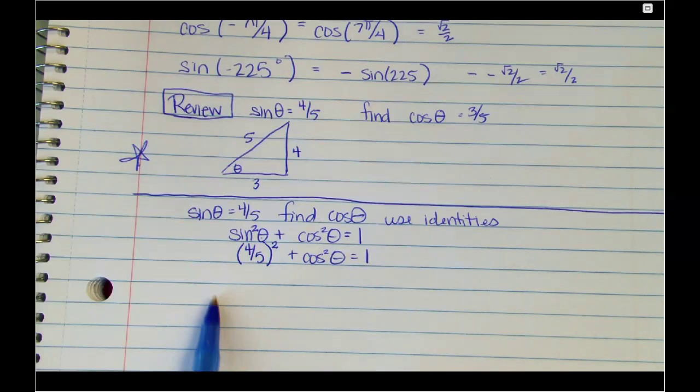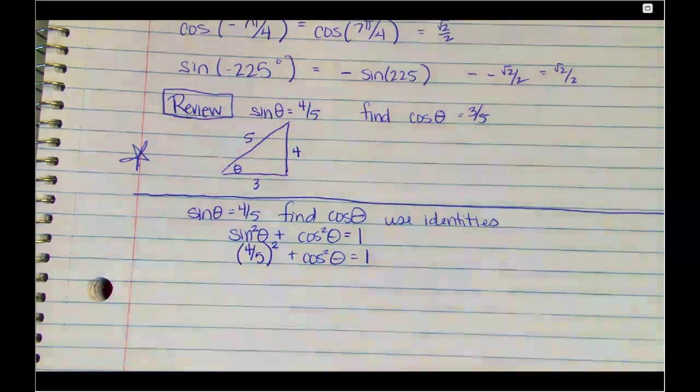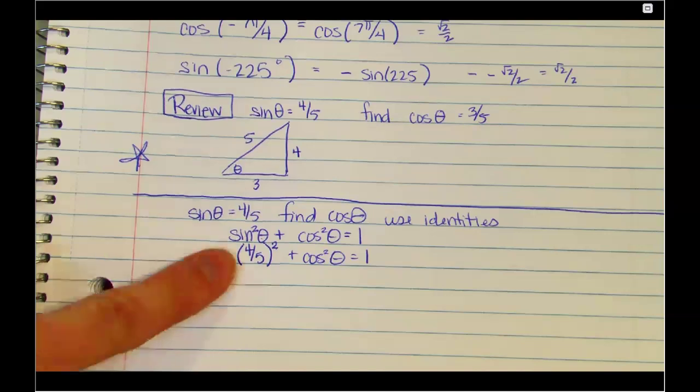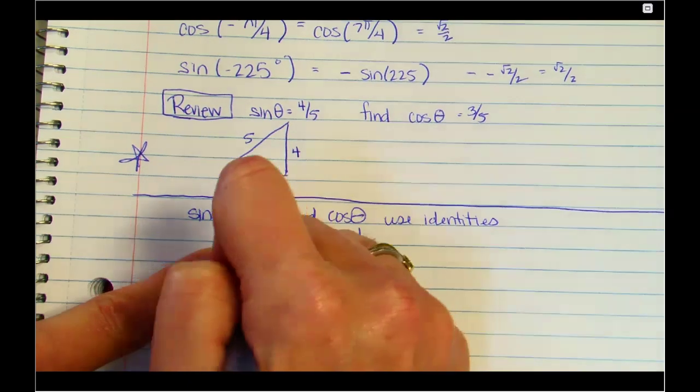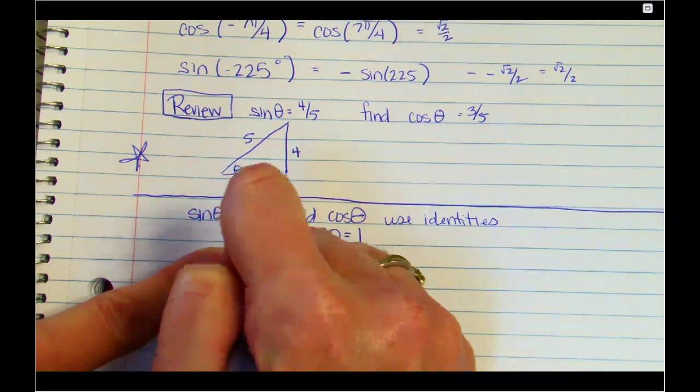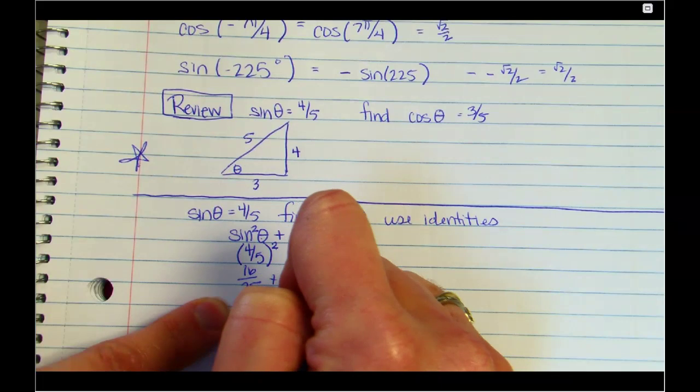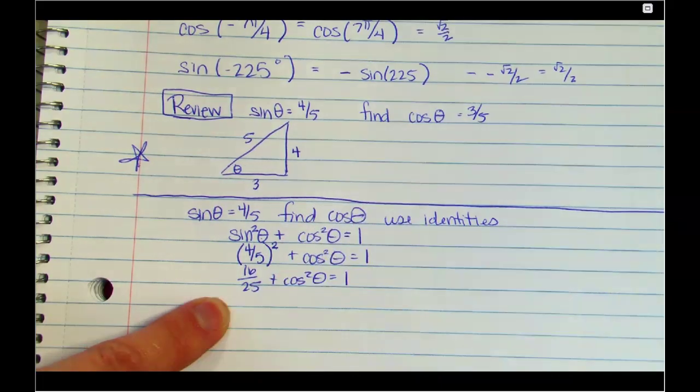Now you have to remember how to square fractions if you're going to do this. It's one reason. I mean, I can do this just fine, but who wants to do that when other ways are easier? When you square a fraction, you're squaring the top and the bottom. It's 4/5 times 4/5, which is what? 16/25ths. Okay. Now we've got to figure out what cosine squared is. So we've got to subtract.